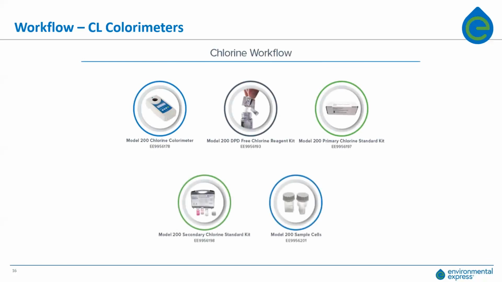Now, our chlorine workflow: our Model 200 chlorine colorimeter, the DPD powder pillows or unit doses for testing for free chlorine. There's a separate powder pillow for testing for total chlorine. Primary chlorine standard kits. Now, many regulators or auditors require this to be done, some every month, some every quarter, some once a year. But it's important, I believe, that we have the capability to calibrate the instrument to a primary standard.